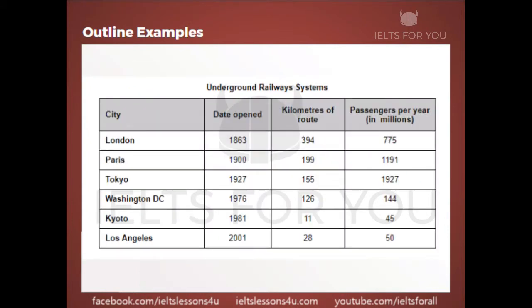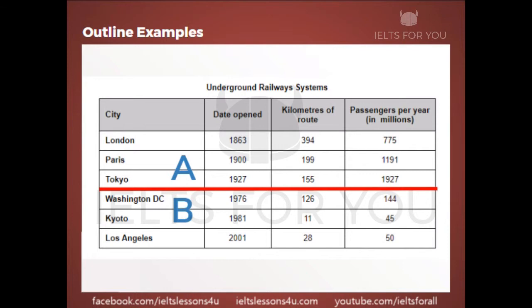Next, let's look at a table of information. We have 6 cities, and this information is about the subway system, the underground railways system, the date that it opened, the kilometers of the route, and the passengers per year. Now, as we look at this, we're looking for groups. We need to divide these cities into 2 different groups for our body paragraphs. I think the easiest way to divide it is right in the middle here. London, Paris, and Tokyo.